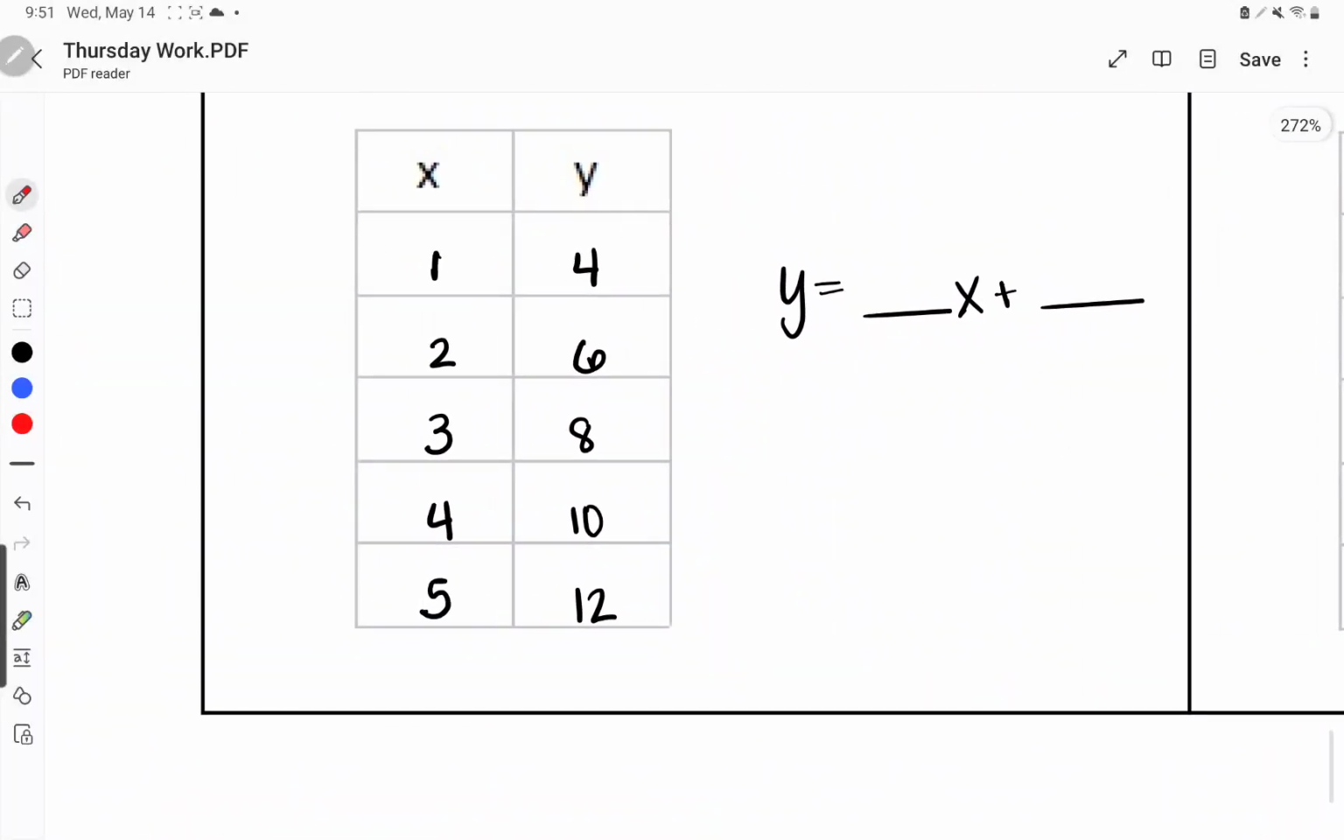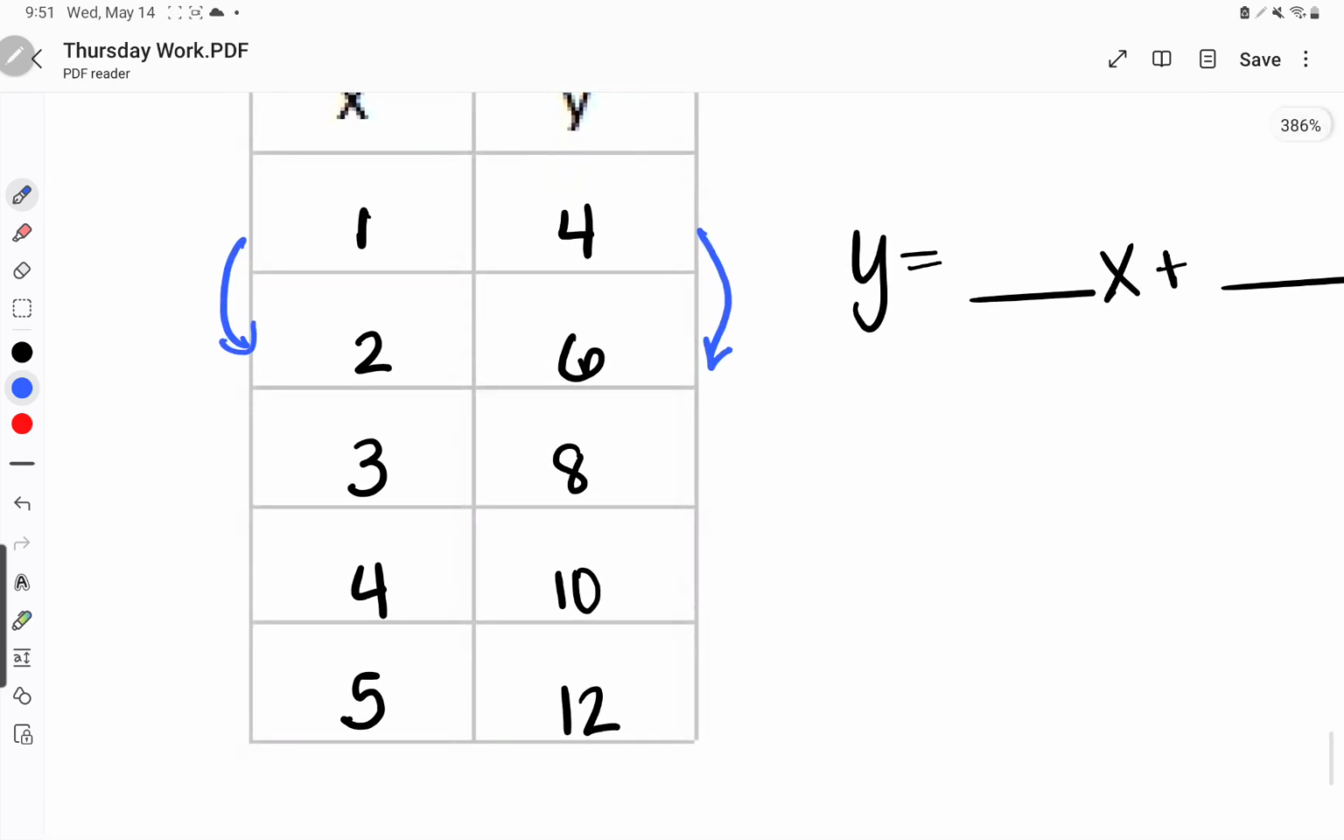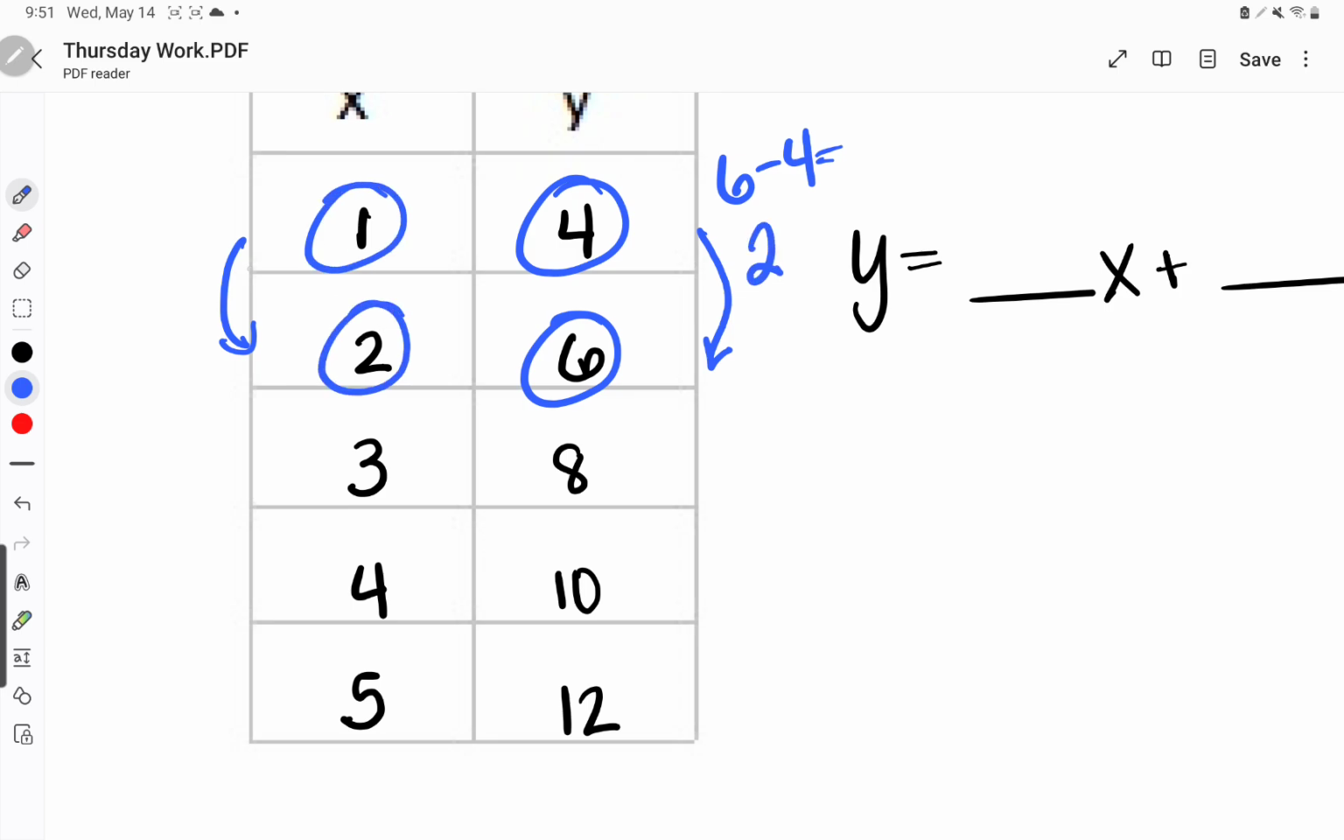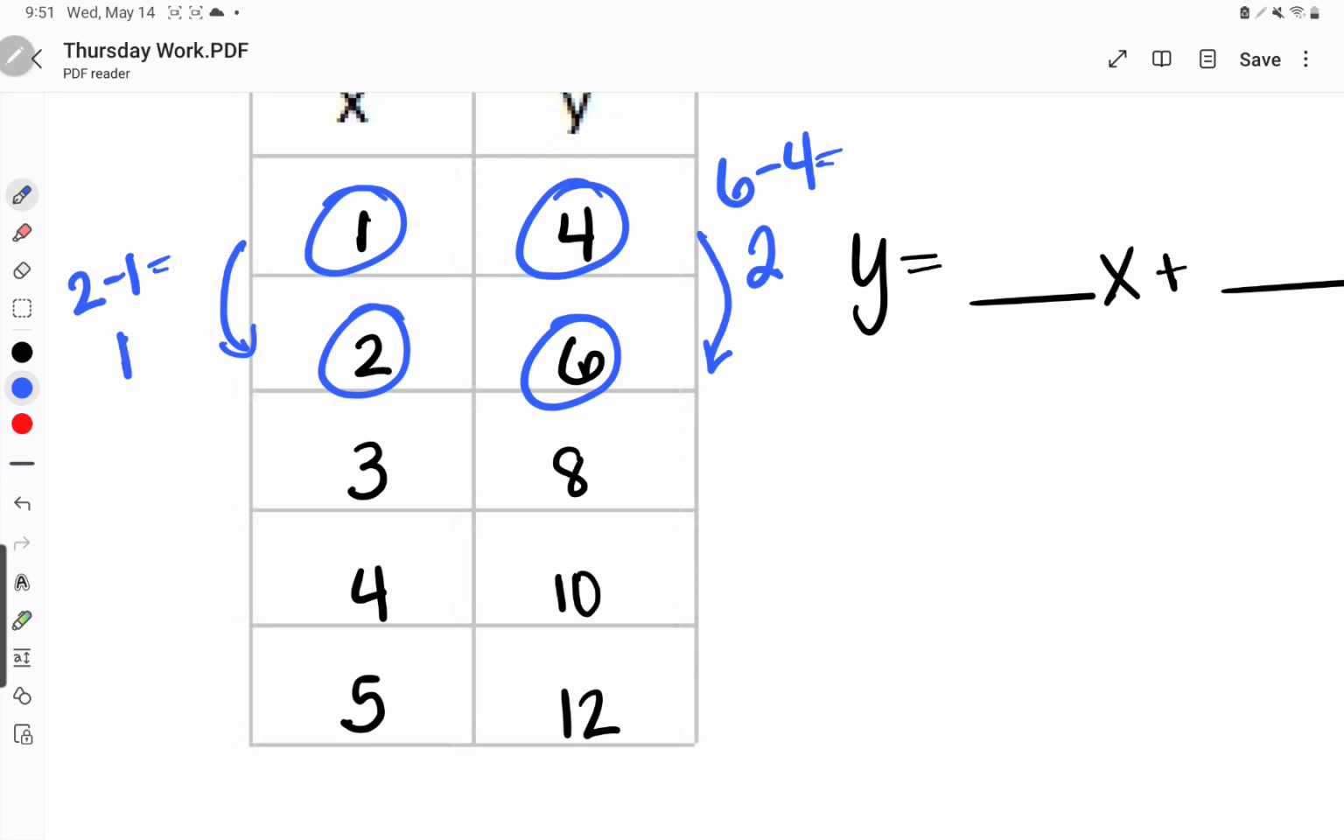Next one, when I see a table, I draw my arrows. On my right side, it's only positives, and on my left side, it's only positives. Now on the right side, what would I subtract? 6 minus 4. And what is 6 minus 4? 2. On the left side, what would I subtract? 2 minus 1. And 2 minus 1 gives me 1.